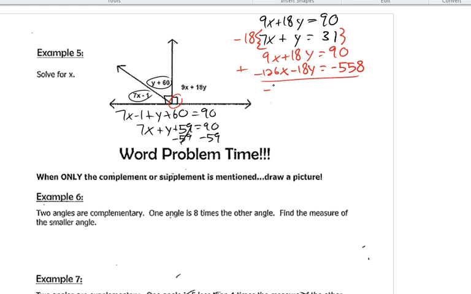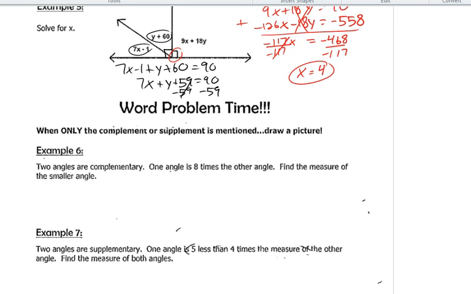So we're going to get negative 117x. These cancel, which is what we want, equals, let's see, that's going to give us negative 468. Divide both sides by negative 117. And we're going to get 4. Okay. And you're done. So again, start with a system. You see x's and y's, you need to come up with a system.